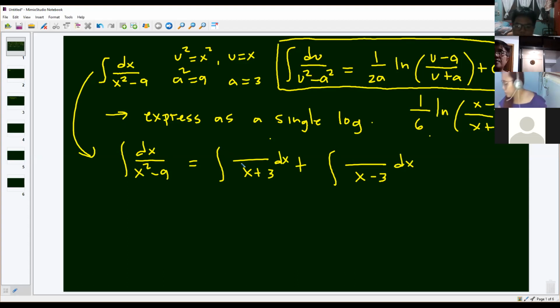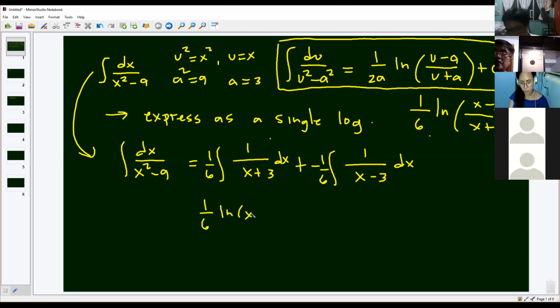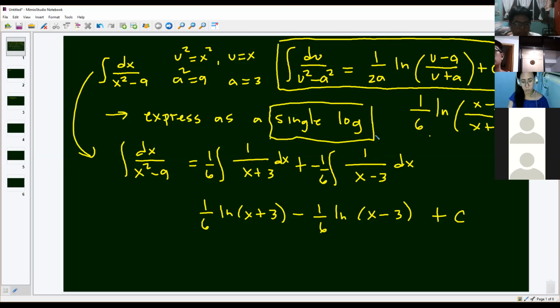Oh, fast forward, guys. What did you get for this first one? What is the first constant? 1/6, sir. 1/6. So 1/6 outside, so 1. About this one? A negative 1/6. Negative 1/6. So that's a negative 1/6 outside 1. And you know this is 1/6 of the ln of x plus 3. And then this is a plus minus, so 1/6 of the ln of x minus 3 plus c. Okay na sana to, no? But I give a specific instruction that you answer as a single log.